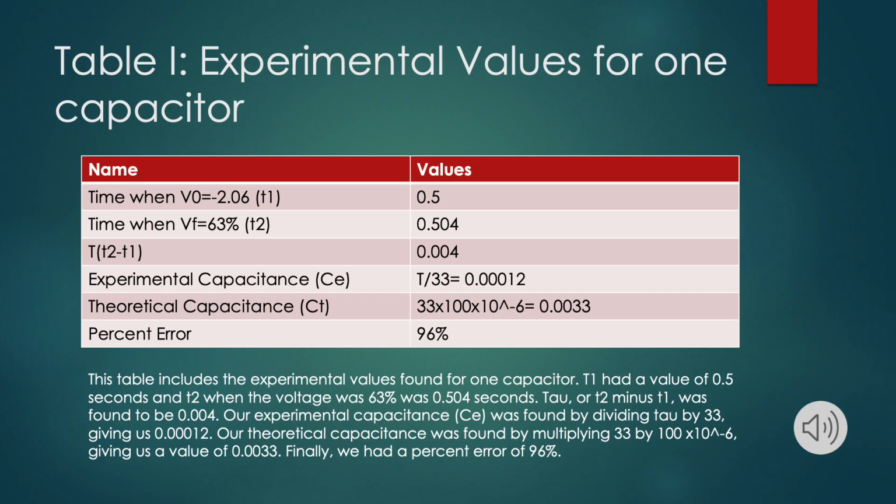0.00012. Our theoretical capacitance was found by multiplying 33 by 100 times 10 to the negative 6th, giving us a value of 0.0033. Finally, we had a percent error of 96%.